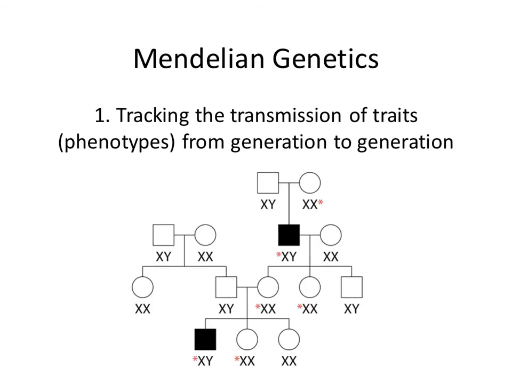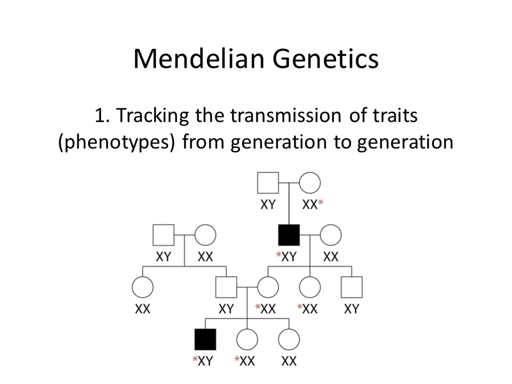Now we get into the definition of what we're going to learn about in Mendelian genetics. There are 2 different types of Mendelian genetics. This illustrates one of them. This is my pedigree. So it's looking at transmission. This is transmission genetics, Mendelian genetics. It's looking at the inheritance of something over generations.